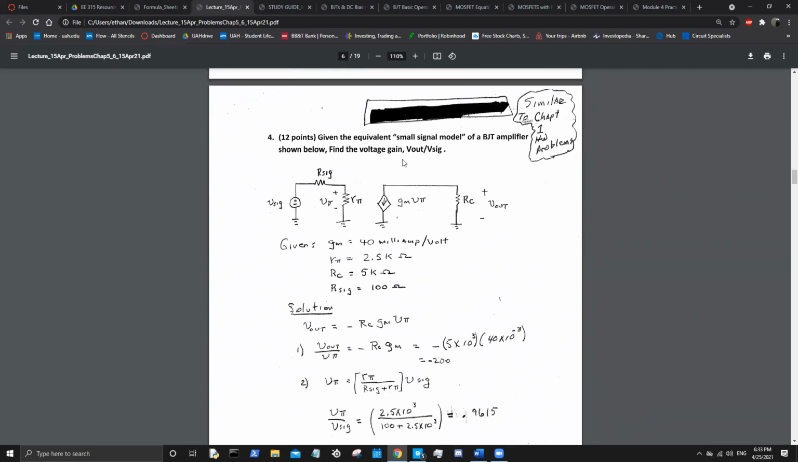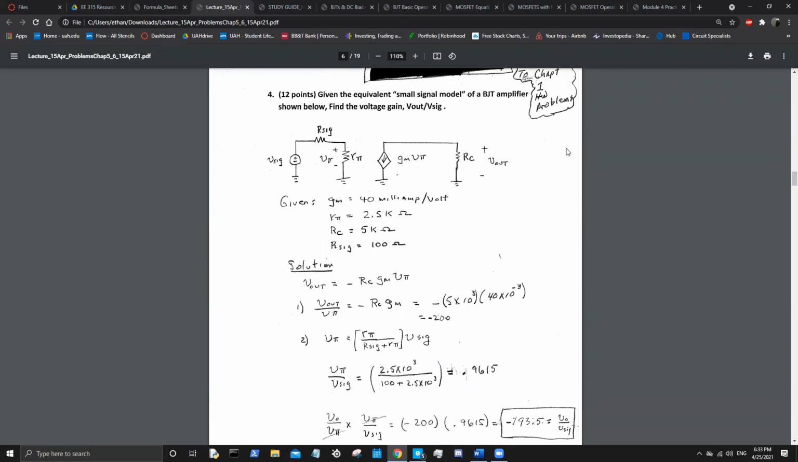BJT amp, find the voltage gain. Similar to chapter 1 homework problems. All right, we're given all these initial values, and here's the Vout equation. So that's RC times gm times, was that V pi? Is that the symbol he wrote there? Yep. That's awkward. It's in the book, that's why he did it.